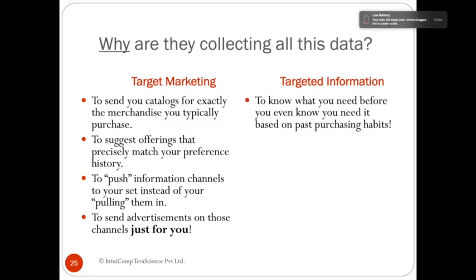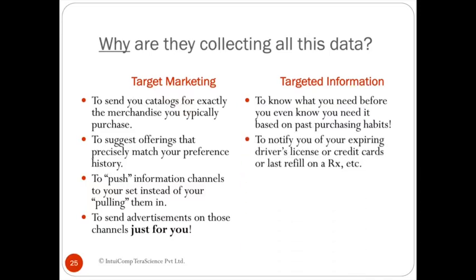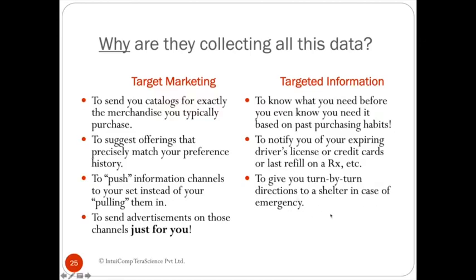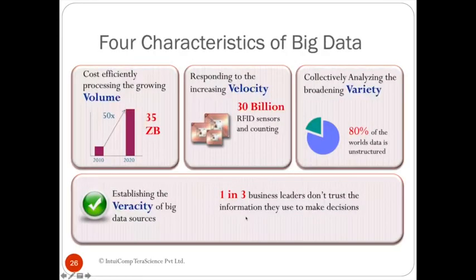Next is targeted information: to know what you need before you even know you need it based on past purchase habits, to notify you of your expiring driver's license or credit card or last refill on a prescription, etc., to give you turn-by-turn directions to a shelter in case of emergency. So what are the 4 things that we have checked? It comes again and again that the 4 Vs have to be taken care of.